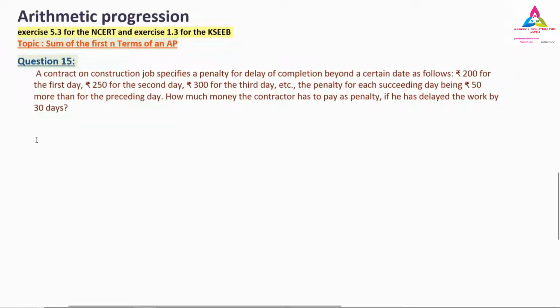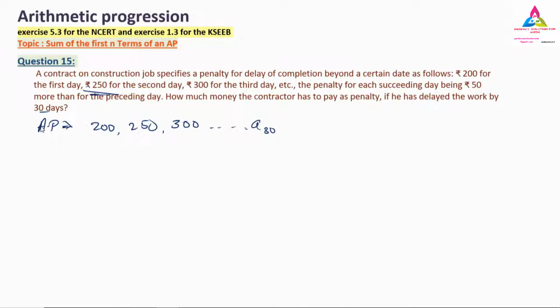I have already told, it is the first term. What they have given over here is 200. How to write down the AP? 200 is the first number, that is the first day. How much you have to pay? Then the next day they have given 250, and the next day 300. So on, and we have to find for how many days? That is 30 days. So the last term will be a30 somewhere over here.